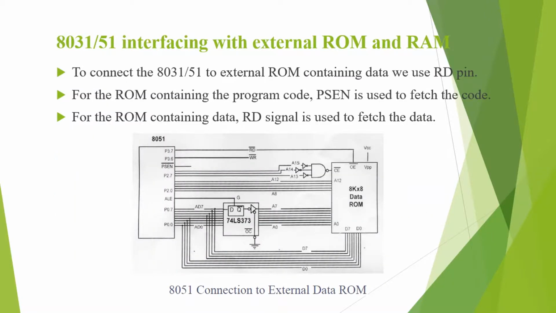To connect the 8031 or 8051 to external ROM containing data, we use the RD pin number 17. For the ROM containing the program code, PSEN pin will be used to fetch the code. For the ROM containing data, RD signal will be used to fetch the data. Figure shows the connection of 8051 to external data ROM.